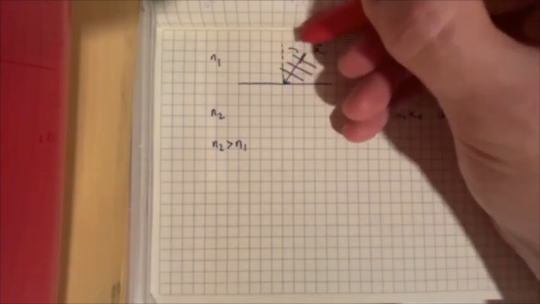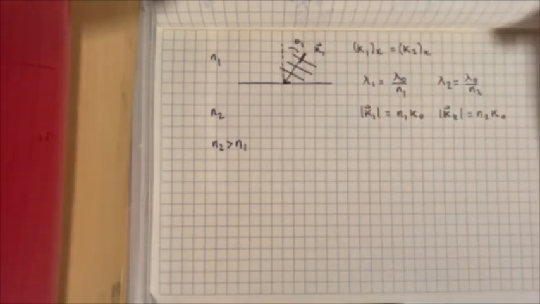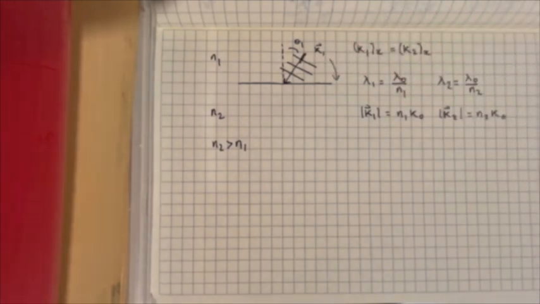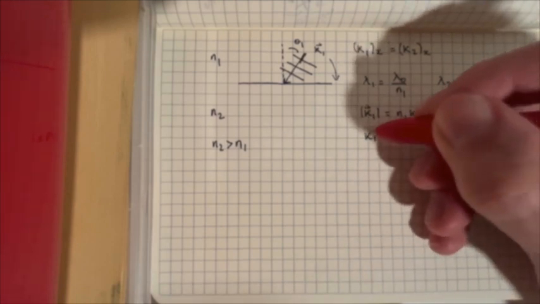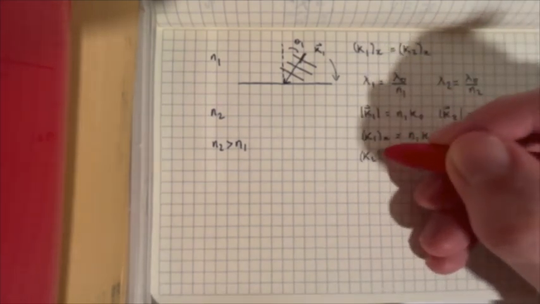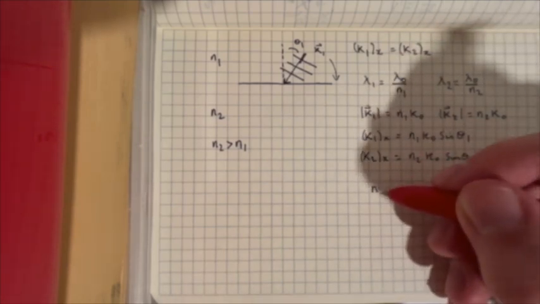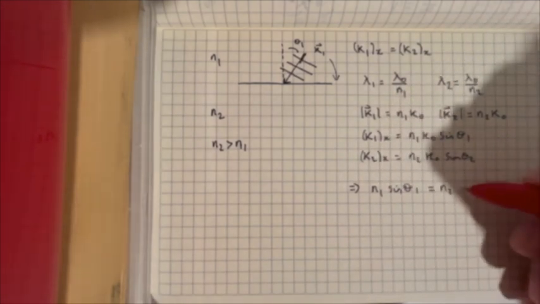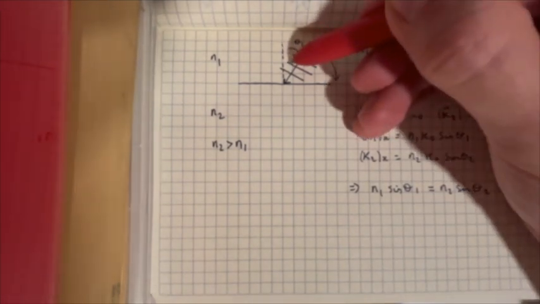This is our angle to the normal, and what we want to work out is what the angle is on this side. So in order to get the x component of this k vector, we basically need to subtend in this direction here, and that corresponds to the sine of the angle. So what we've got is k1x is equal to n1 k0 sine theta 1, k2x is n2 k0 sine theta 2, and then when we equate these two, we have what we wanted. Bang.